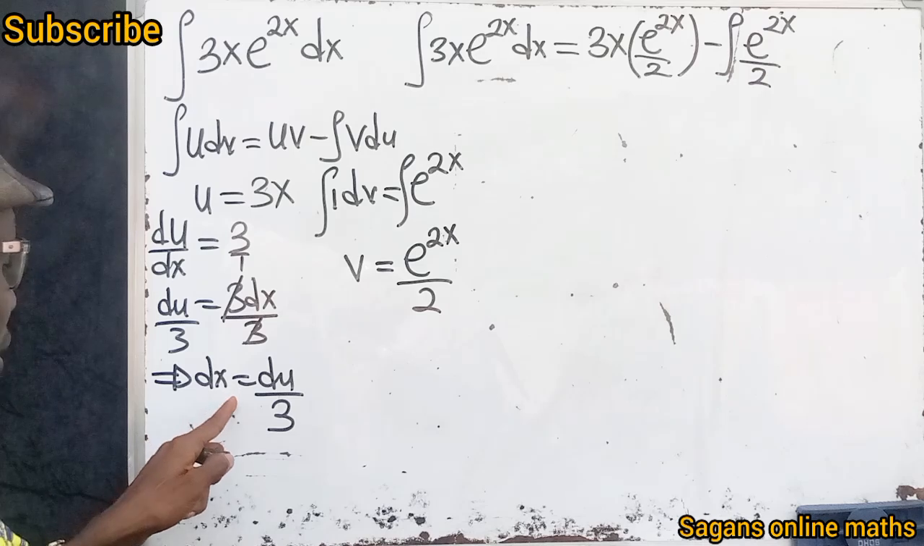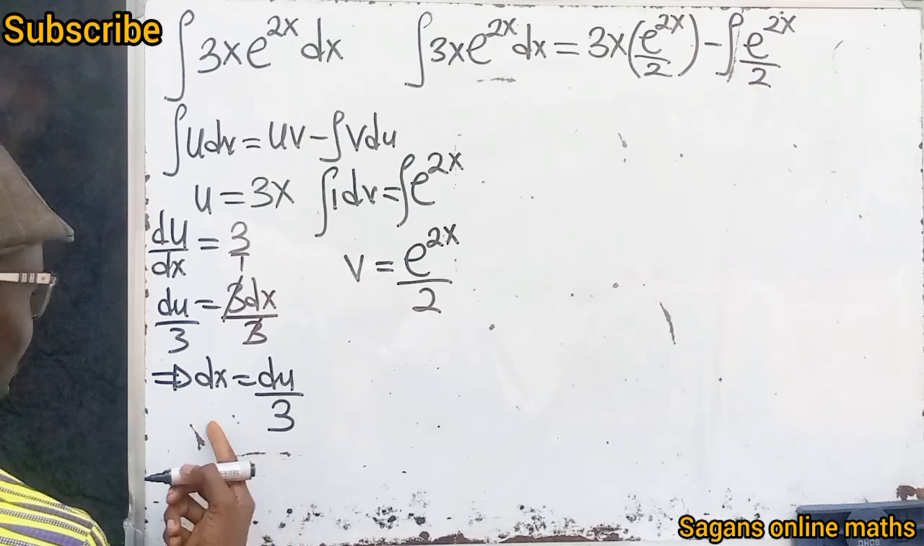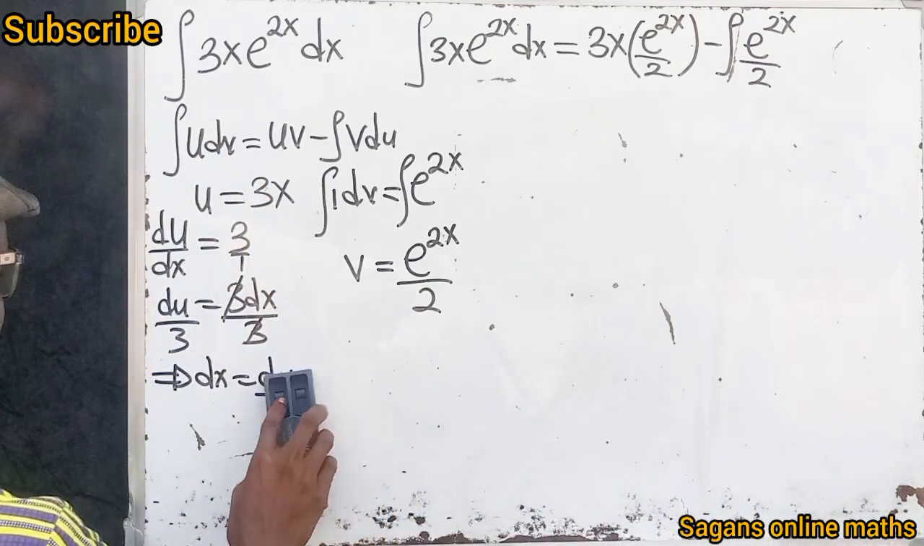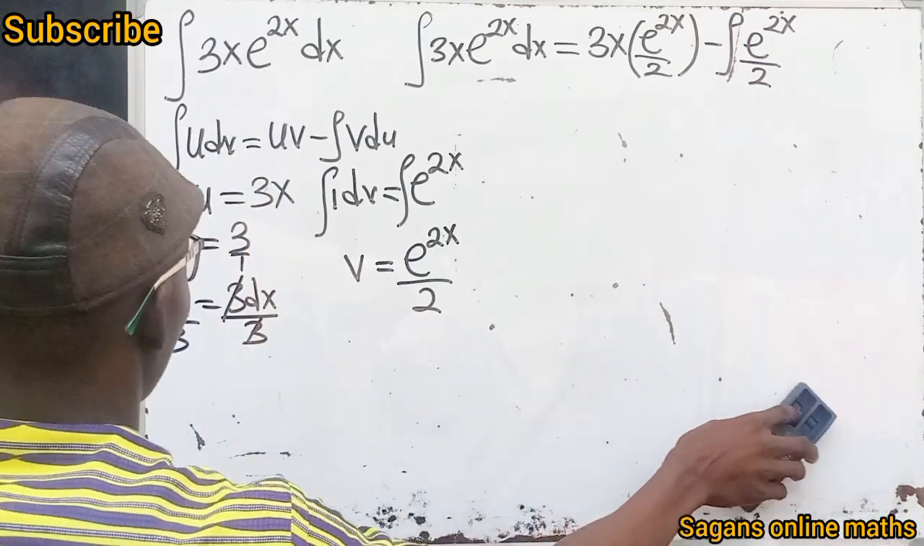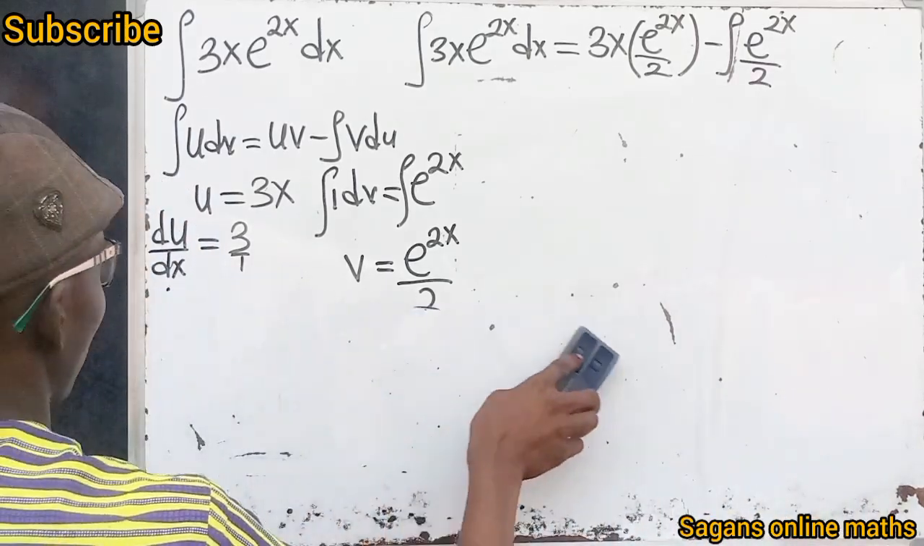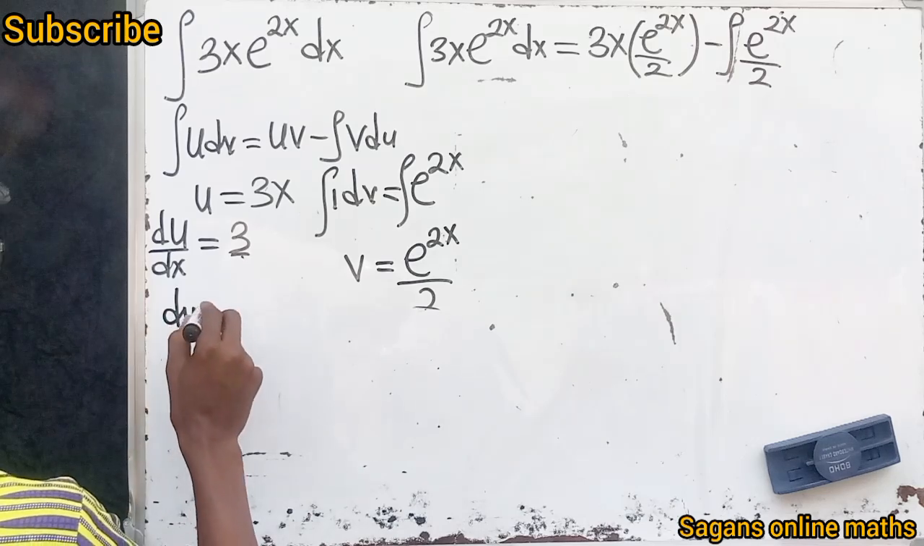Look at du. You see, we have not made du the subject. So let's make du the subject. Let's take this 3 back, because I will make the s the subject. For us to make du the subject, you have to cross multiply. So if you cross multiply, what does du equal to?